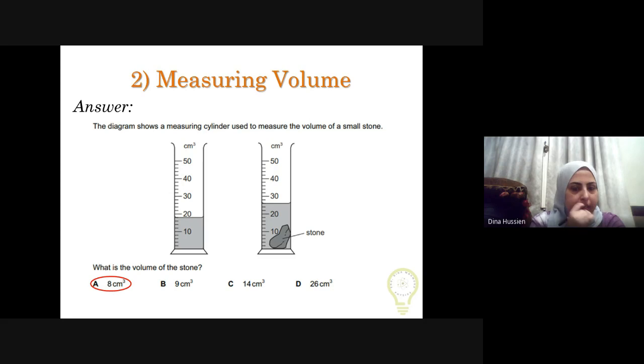The people who got 9, what did you do wrong? Either we didn't take the reading from the meniscus, or we didn't do the scale, that it goes by 2. Does anyone not understand what we did? Raise your hand or speak.